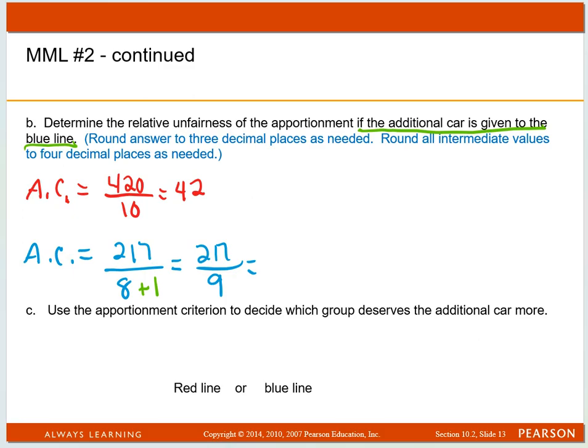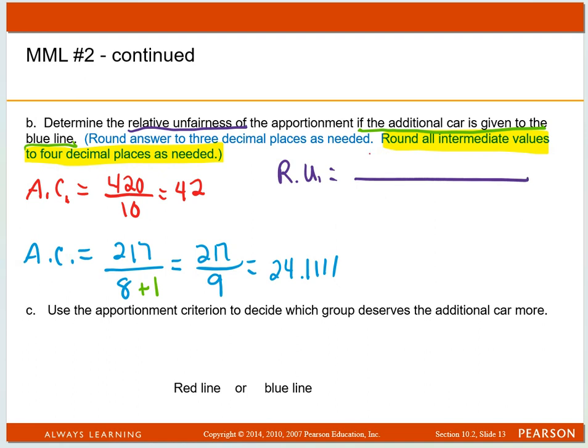Again, round all intermediate values to 4 decimal places. So this will be 24.1111. And again, we're trying to figure out the relative unfairness, the RU. So you take the larger number, which is the 42, minus the smaller number, which is the 24.1111, and divide it by the smaller number. This is where you round it to 3 decimal places, because this will be your final answer. And here you get 0.742.